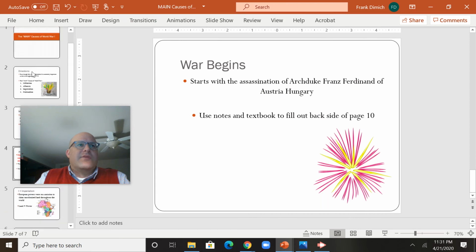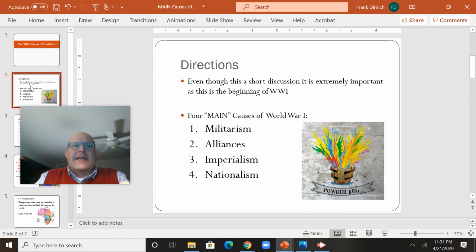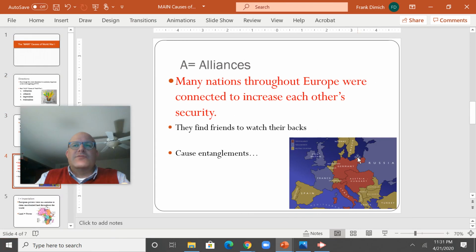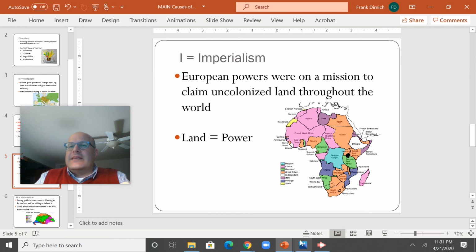The main causes of World War I: militarism, alliances, imperialism, nationalism, leading to the Triple Entente and the Triple Alliance. The Triple Alliance will later be known as the Central Powers, and the Triple Entente will later be known as the Allied Powers as they start to emerge. And World War I starts in 1914.